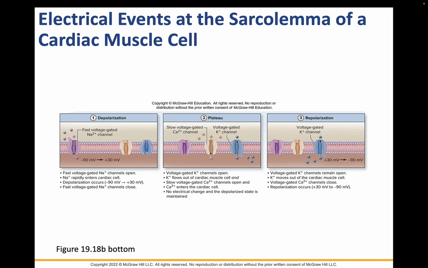Then we get to the last phase, which is repolarization. So the only channels open at this point in time are the voltage-gated potassium channels. This results in the only ion moving being potassium out of the cell, and this is going to return us to resting membrane potential of negative 90 millivolts.